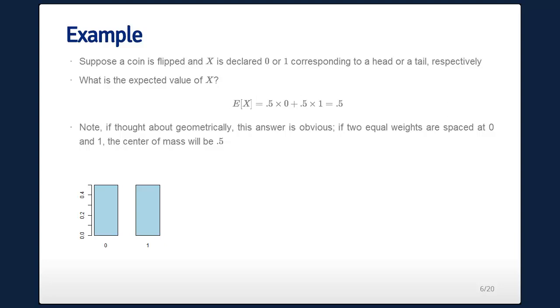Here's another example. Suppose we flip a coin, and it's declared 0 or 1 corresponding to head or tail respectively. What's the expected value of x? Well, if we do our calculation, it's 0.5 times 0 plus 0.5 times 1, or 0.5. But it's obvious if you think about this geometrically. We have two bars, one at 0 and one at 1. If we want to balance that out, we've got to put something right there at 0.5.